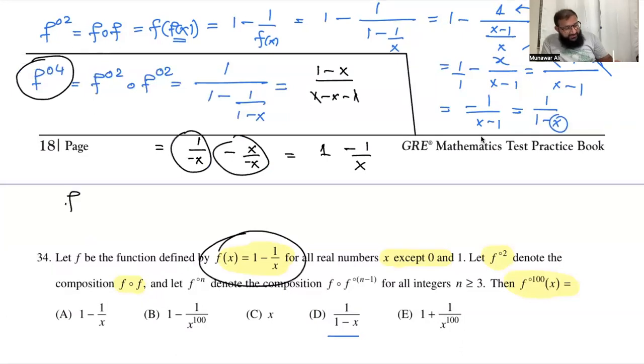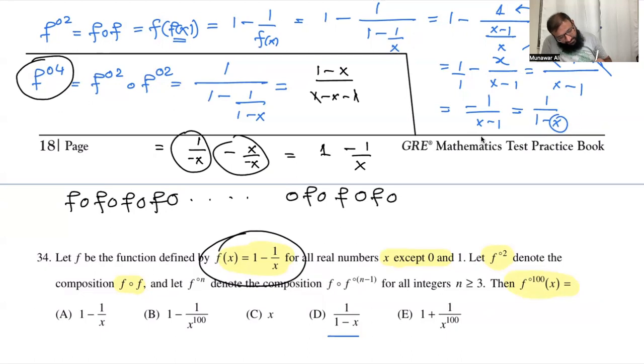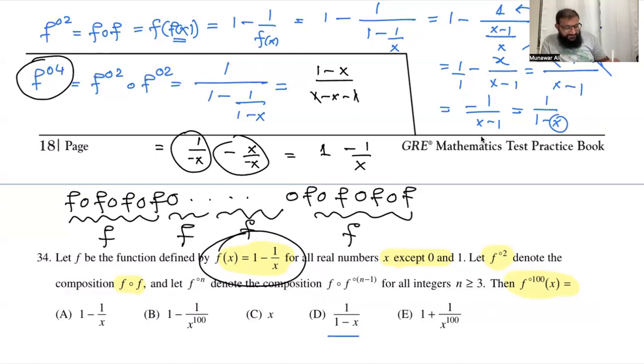So let me tell you, if I'm going to compose f with itself a hundred times, 100 is divisible by 4, you know very well. So these 4 give me f again, and these 4 give me f again, and all in between give me f again. So my final answer would be f again, which is option A.